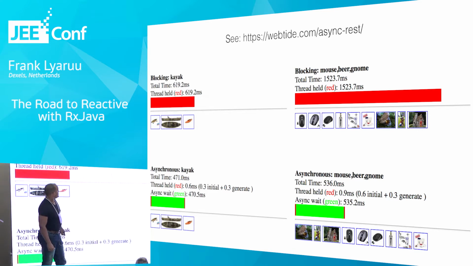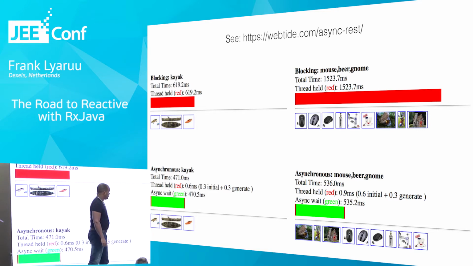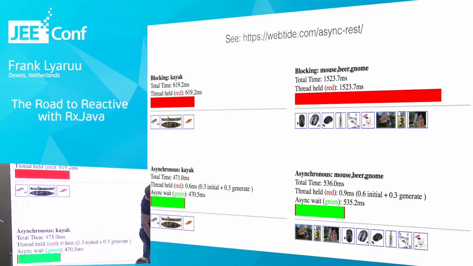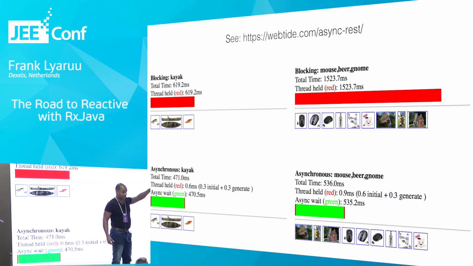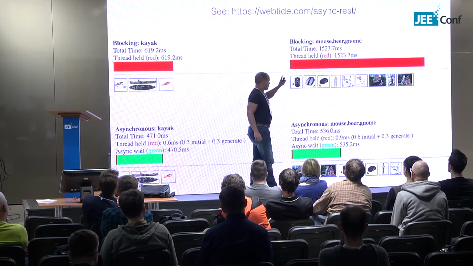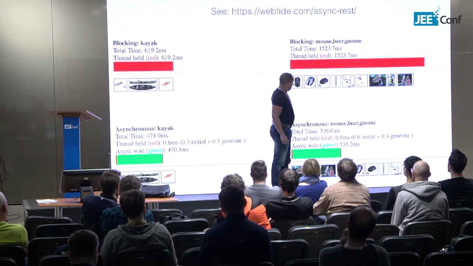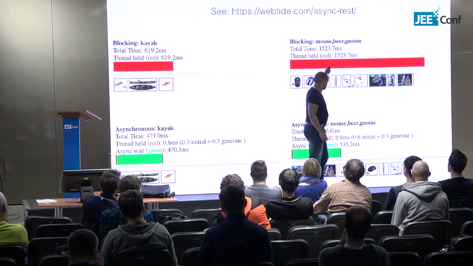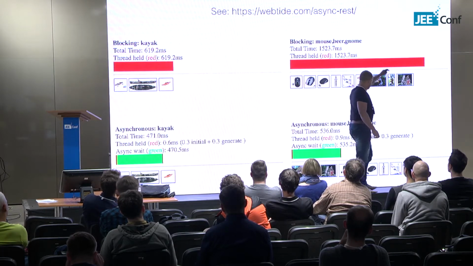This is a nice illustration. I'll just do this one, for example. I can't really read it. But it does 3 reads to a HTTP client, to eBay, I think. It searched for mouse, beer, and gnome. This is the blocking one. So this is the thread. It starts the connection. It waits for it to finish. At some point it's finished. It starts the next one. Finish. Start the next one.